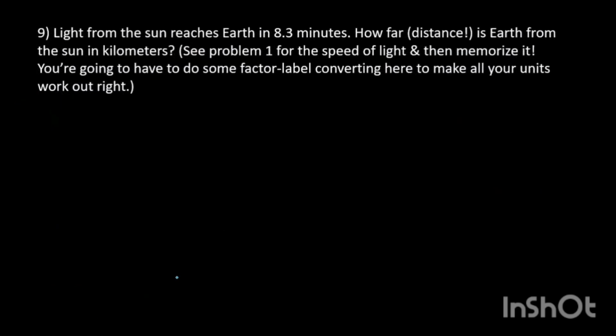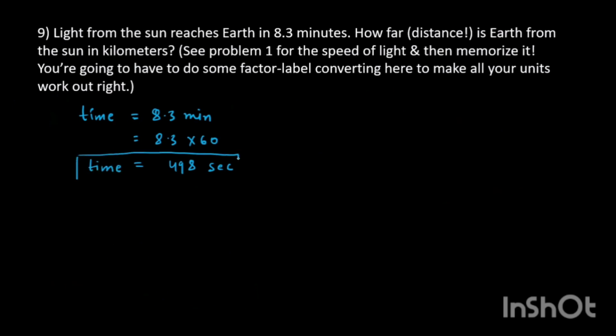Question 9 says light from the sun reaches earth in 8.3 minutes. So this is given as the time taken by light to reach from sun to earth, 8.3 minutes. Again, in order to solve any problem in physics, we need to convert things into SI units. The SI unit of time is seconds, so 8.3 must be multiplied by 60. When we multiply it, we'll get 498 seconds. This is the time taken by sunlight to reach the surface of earth from the sun.